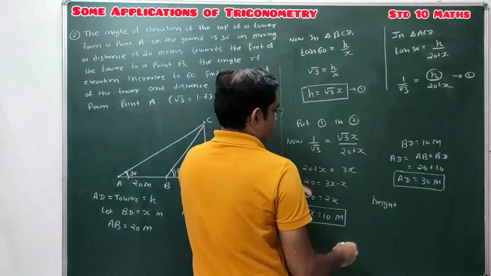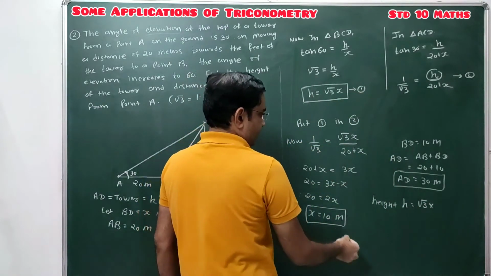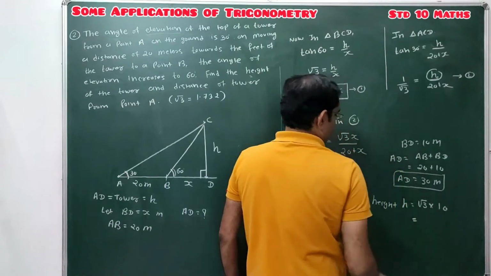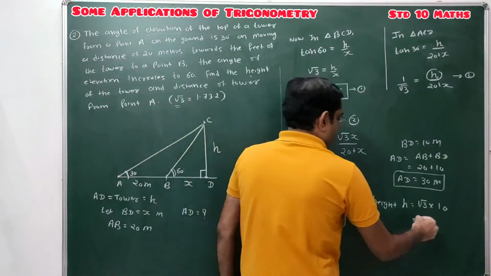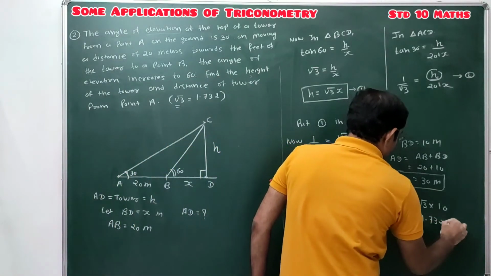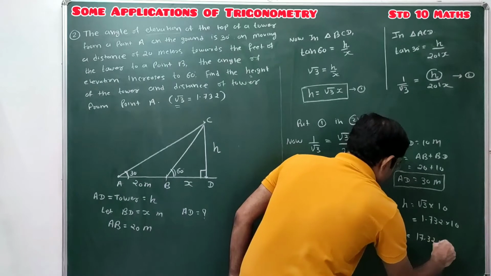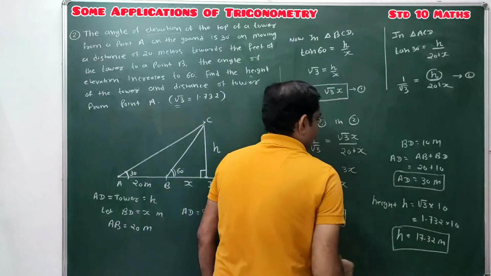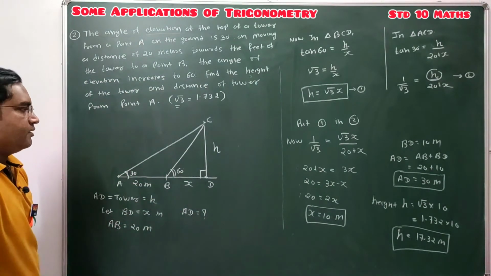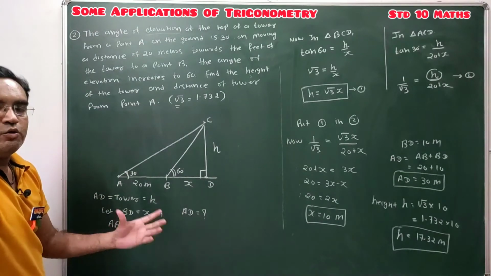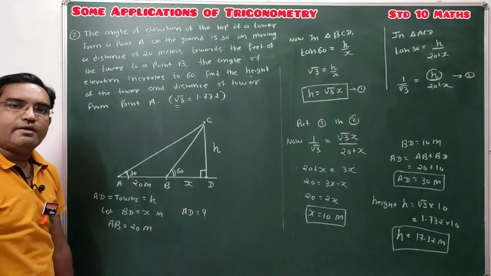Height of the tower h is root 3 into x, and our x is 10. Here we are given, use root 3 equal to 1.732. So 1.732 into 10. So height of the tower h is 17.32 meter. So these are the two answers of our question. Distance of the feet of the tower from the point A is 30 meter. The height of the tower is 17.32 meter. You have to write the answer at the bottom of your solution. Clear, students? Pause the video and note it down.